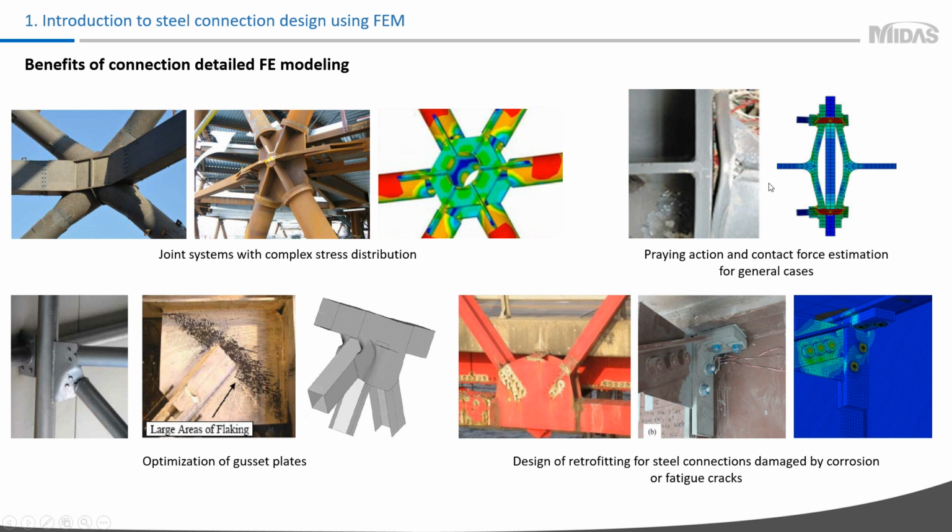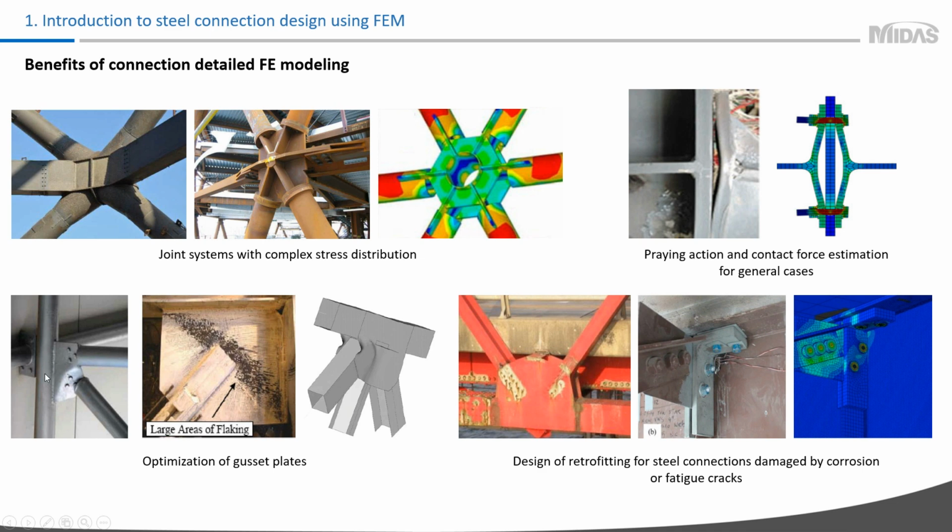Then prying action and contact action estimation. Most design codes have formulas for considering this effect. However, design codes cover only common cases, only typical types of connections. But detailed finite element simulation can be used in general cases.